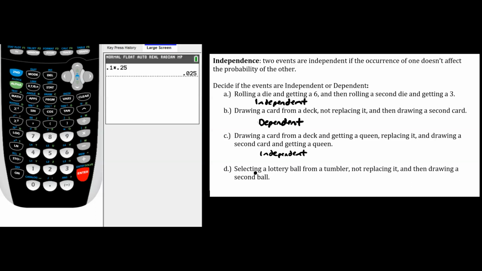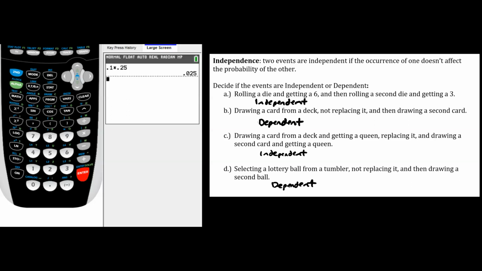In example D, I said selecting a lottery ball from a tumbler, not replacing it, and then drawing a second ball. And so there we are again with the idea of not replacing it. So if you don't replace it, and then you're drawing a second ball, then the probabilities when selecting that second ball are definitely going to be impacted since you did not replace that very first ball. And so once again, this would be an example of dependent events.